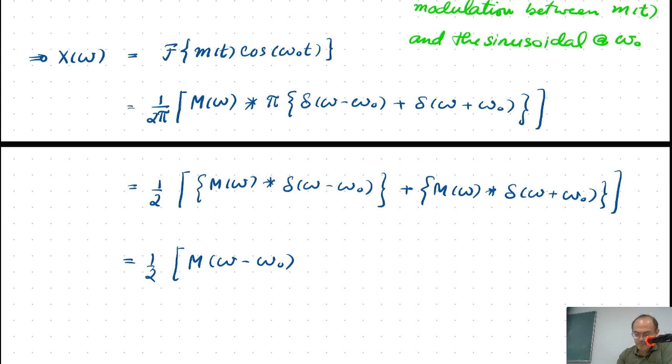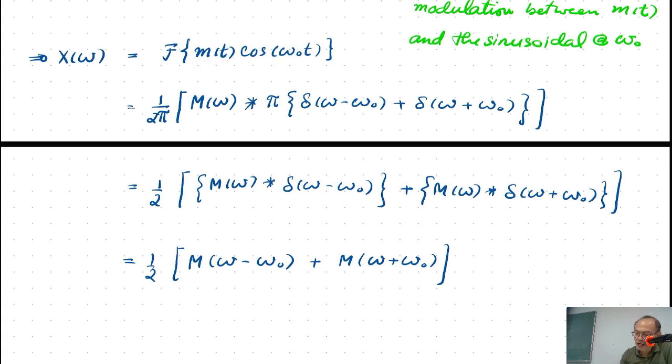This is from the property of convolution, and the same goes for this term. M of omega convolved with delta shifted to the position minus omega 0 gives the function M shifted to the position minus omega 0. So we have M of omega plus omega 0. This is the frequency spectrum of the signal m(t) modulated with a sinusoidal at frequency omega 0.